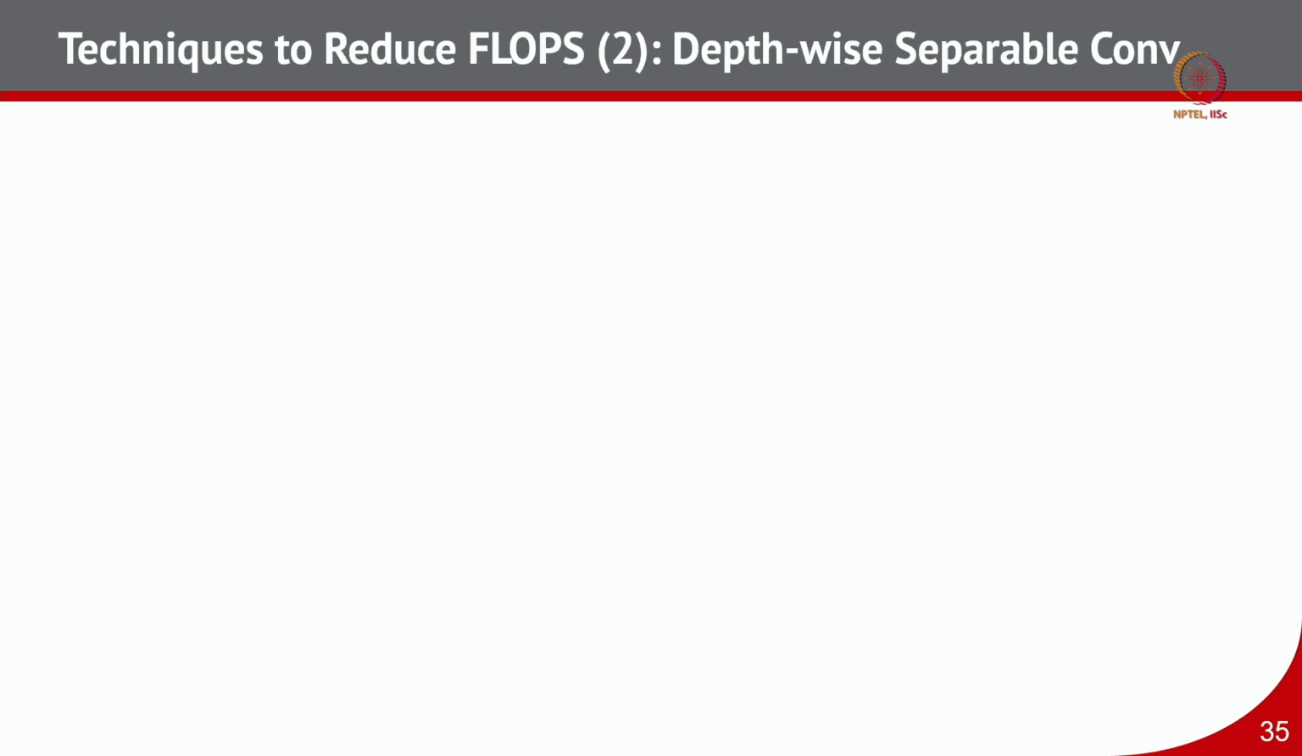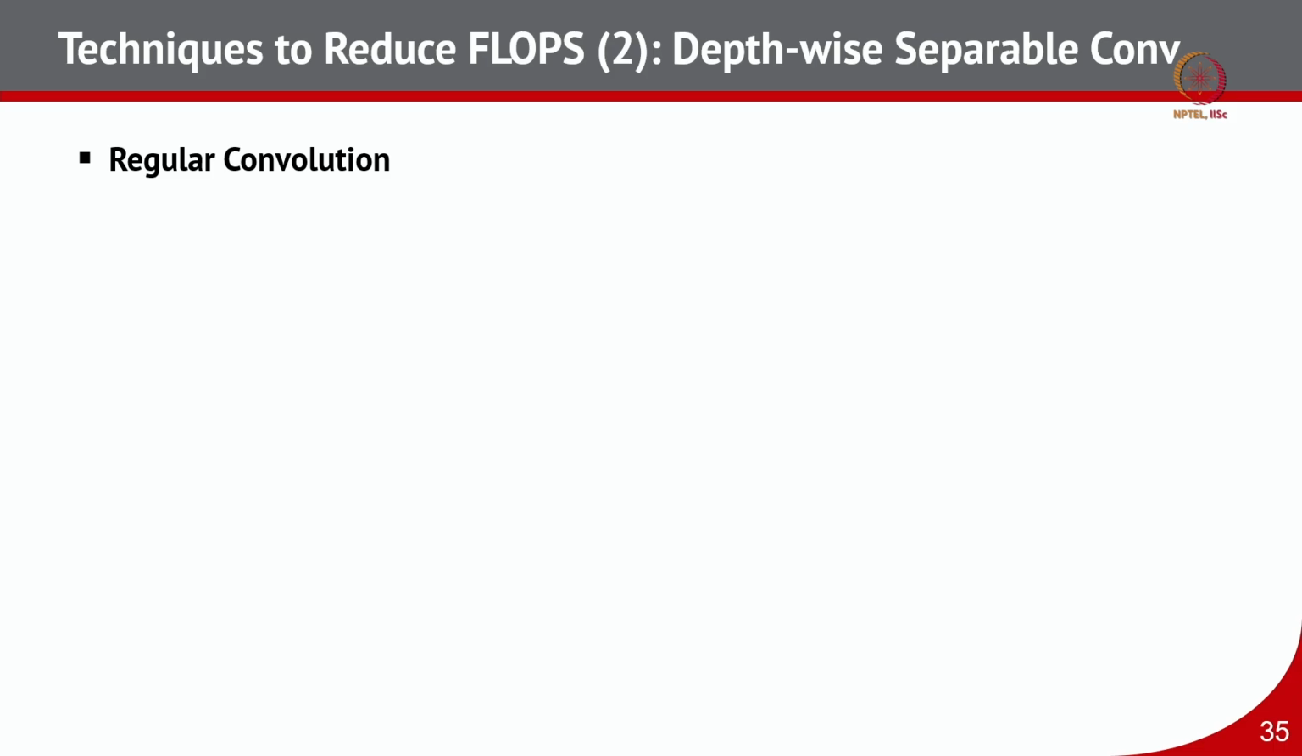Now there is another technique to reduce the number of floating point operations, called depthwise separable convolution. In depthwise separable convolution there are two steps. One is depthwise convolution and another is pointwise convolution. We will see what those two steps are.